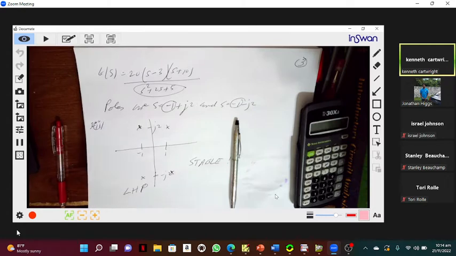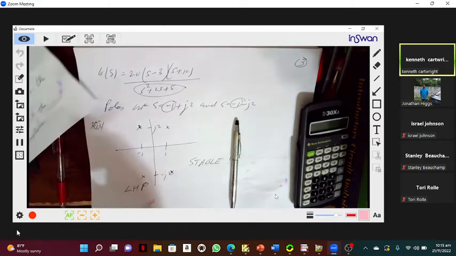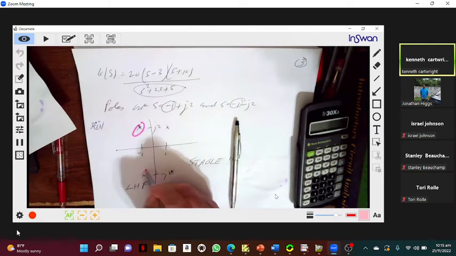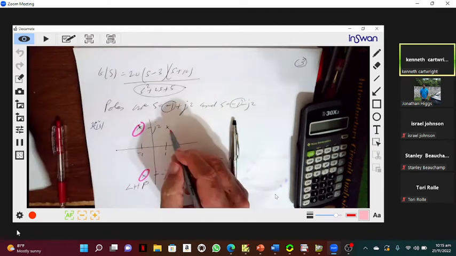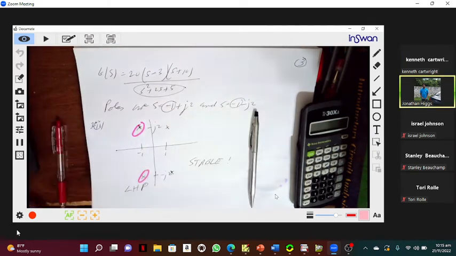When all the poles are on the left-hand plane, okay? This is on the left-hand plane. This is on the left-hand plane. Are these two on the left-hand plane? Where are they? All right, what happens when they're on the right-hand plane? Young man, what happens? Unstable.